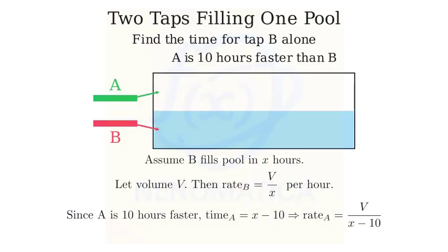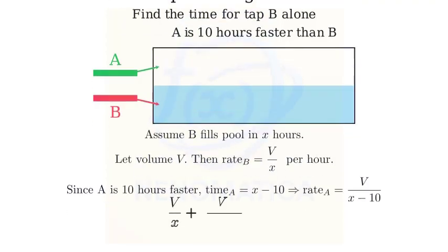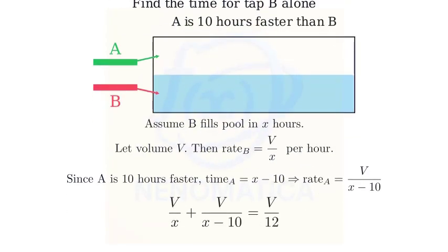Step 3. Since A is 10 hours faster than B, A needs X minus 10 hours alone, so A's rate is V over (X minus 10) per hour. Step 4. When both taps are open, their rates add. The pool fills in 12 hours, so the combined rate equals V over 12. Therefore, V over X plus V over (X minus 10) equals V over 12.